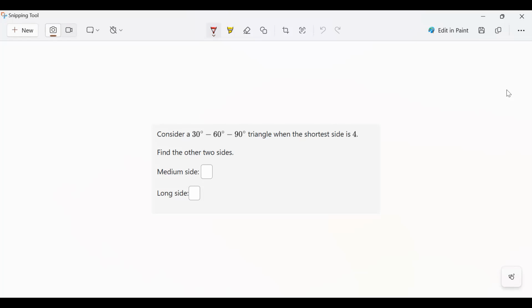Let's go over the solution. So a 30, 60, and 90-degree triangle. This is 30 degrees, 60 degrees, 90 degrees. Shortest side will be this, right? And the long side will be twice the short side, right? So it will be 8 units. And the only thing we don't know is this side, the medium side. And we use the Pythagorean theorem and solve for b.